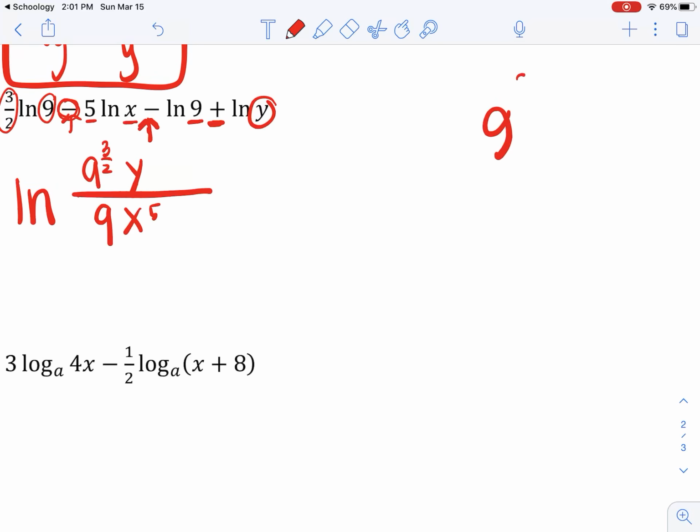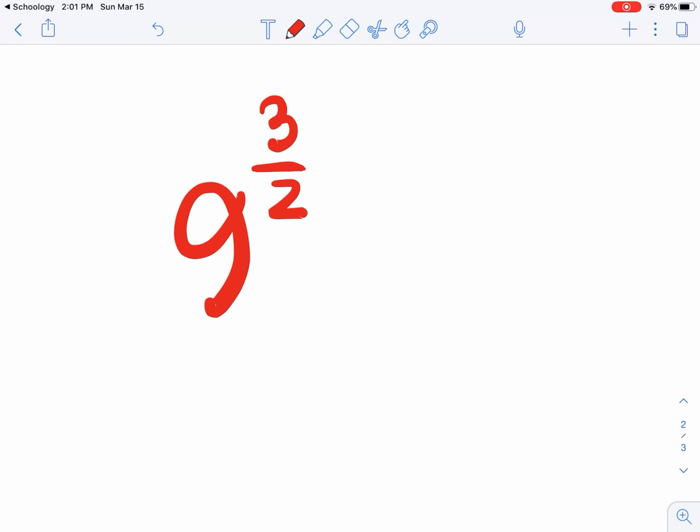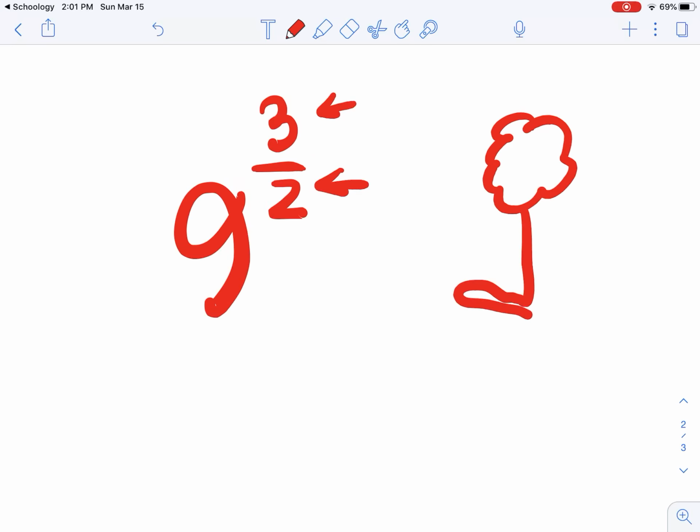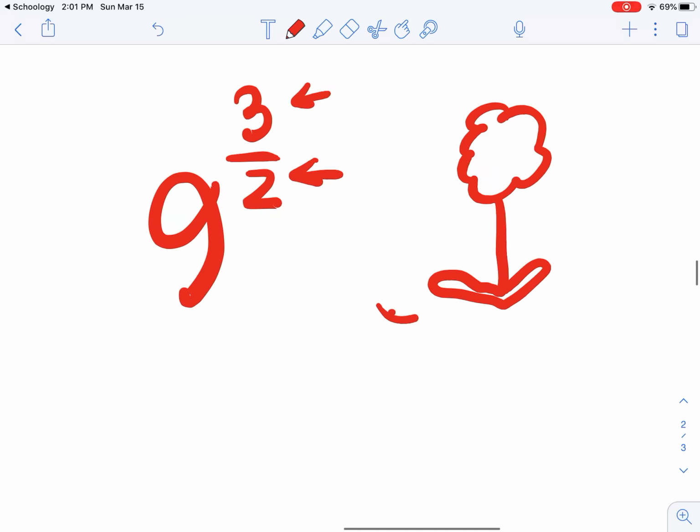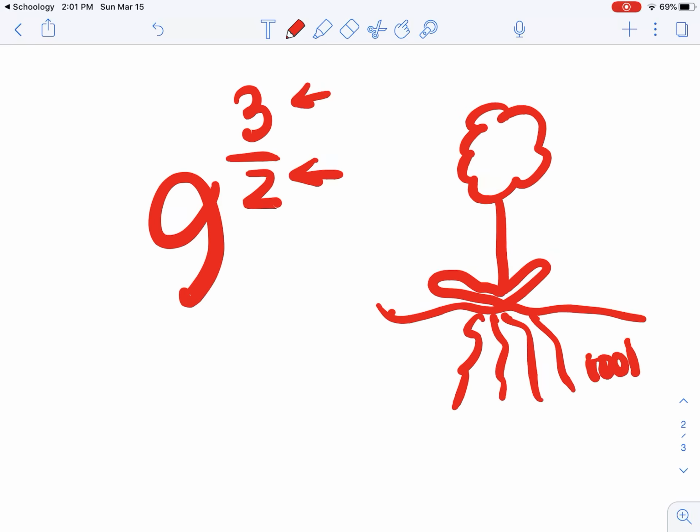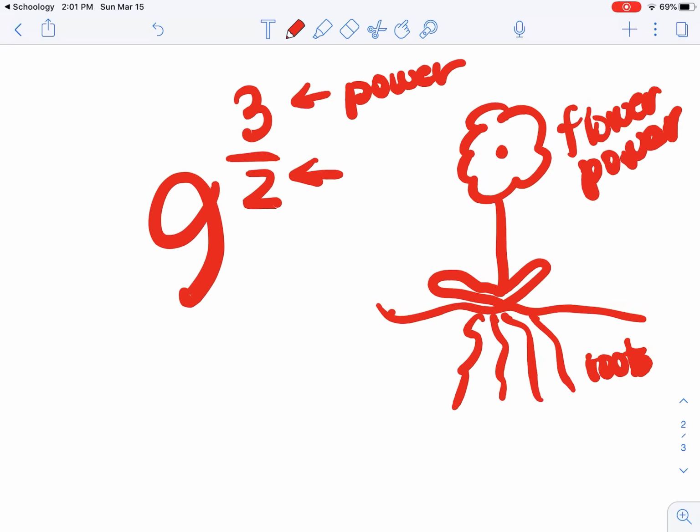All right, sidebar, 9 to the 3/2 power. Recall from Algebra 2 that when you have 9 to the 3/2 power, one way that I used to teach my Algebra 2 classes is that you can think of it as a flower. Oh, that's so beautiful. So here's the ground. Here are where the roots are. The roots are on the bottom, and here's your flower power up top. So in other words, this is your power, your flower power, and this is your root.